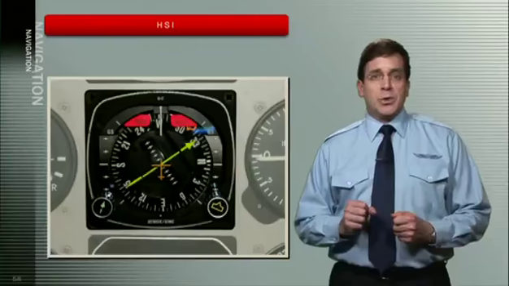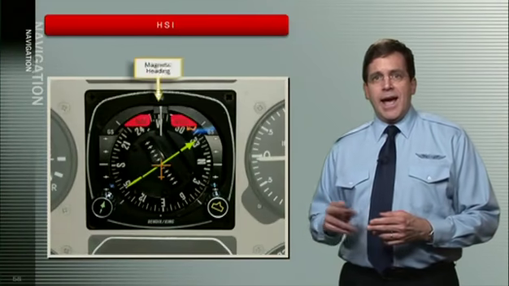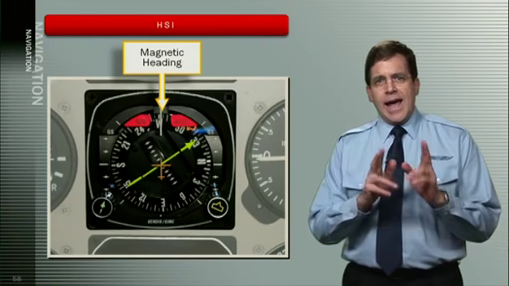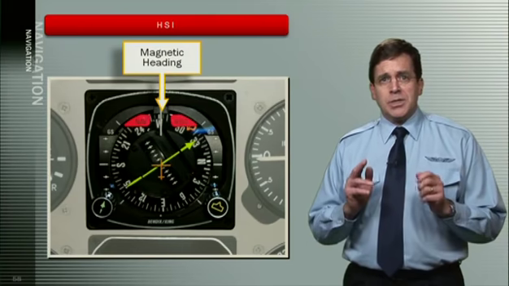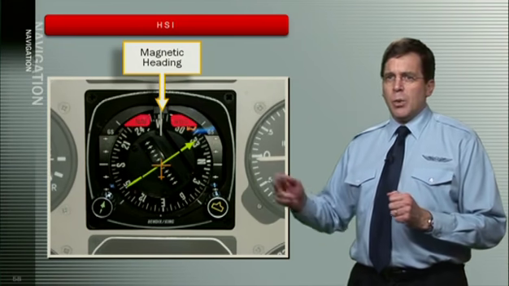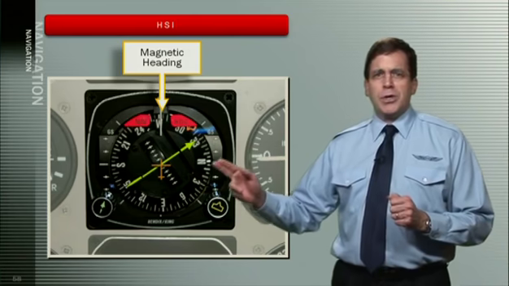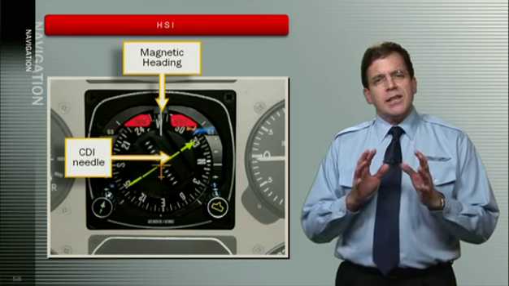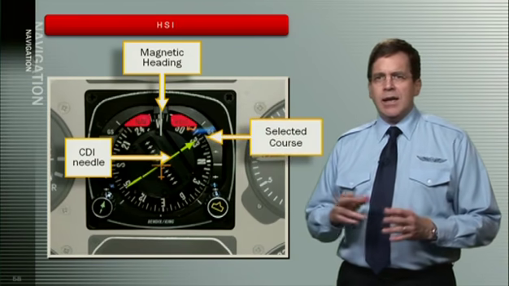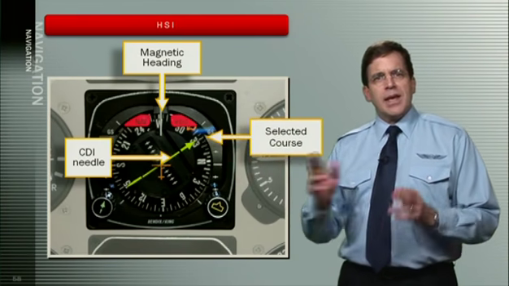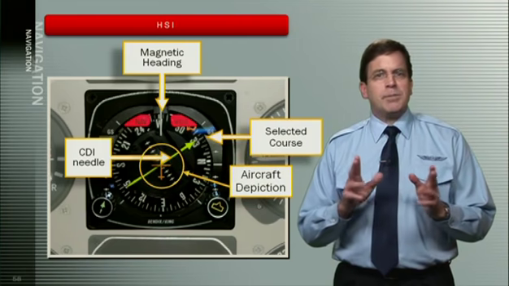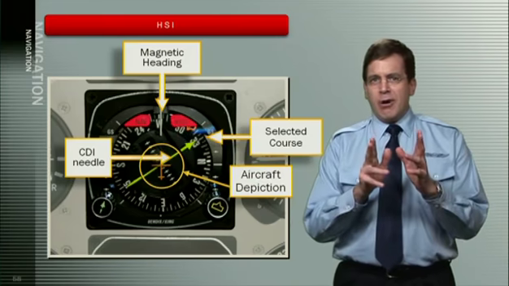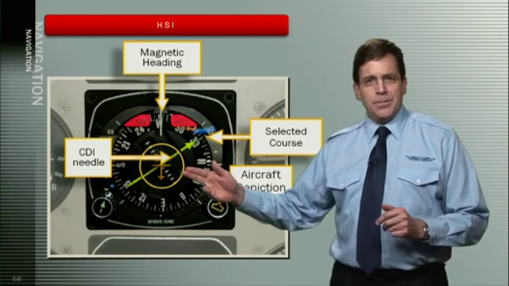The HSI is actually two instruments in one: a heading indicator, as you can see from the compass rose display, and a VOR indicator, as you can see from the central needle with a head and tail pointer and a movable course deviation indicator in the center of the needle. The selected course is indicated by the yellow pointer. The heading indicator component shows magnetic heading at the top of the compass rose. The aircraft depiction is in the center.